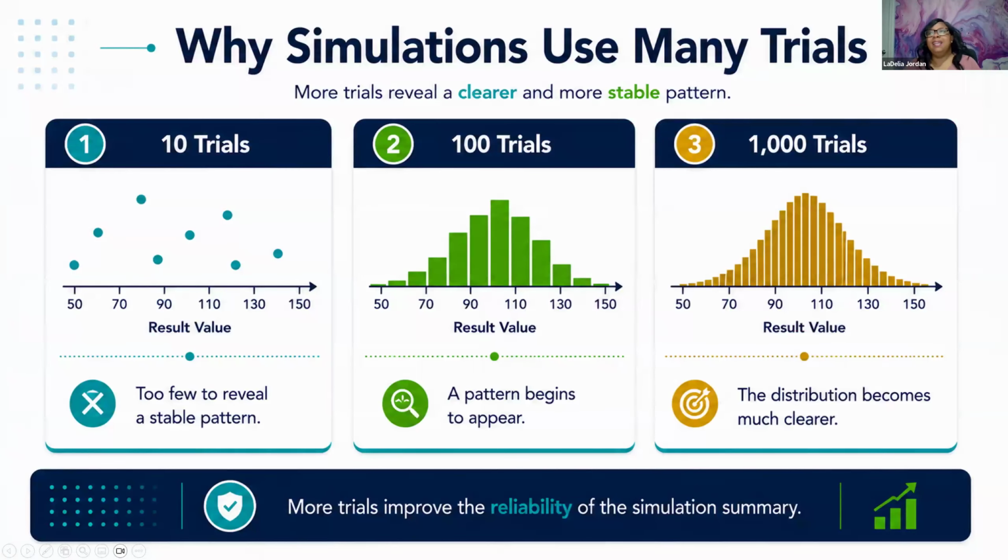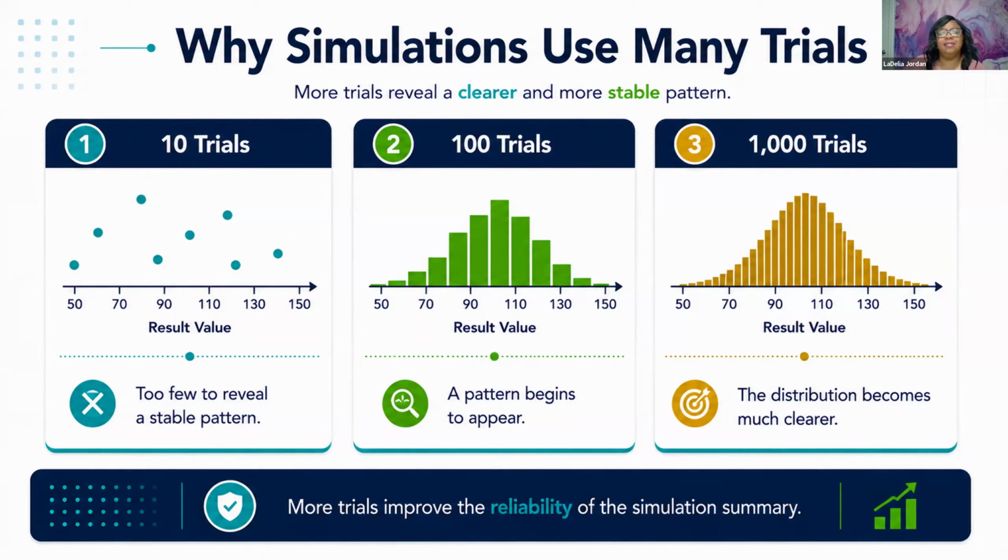Now, why do simulations use many trials? One random trial tells us almost nothing about the overall pattern. A small number of trials may be heavily influenced by outliers. An outlier is an unusual value, something extremely outside of the norm. As the number of trials increases, the distribution becomes more stable.